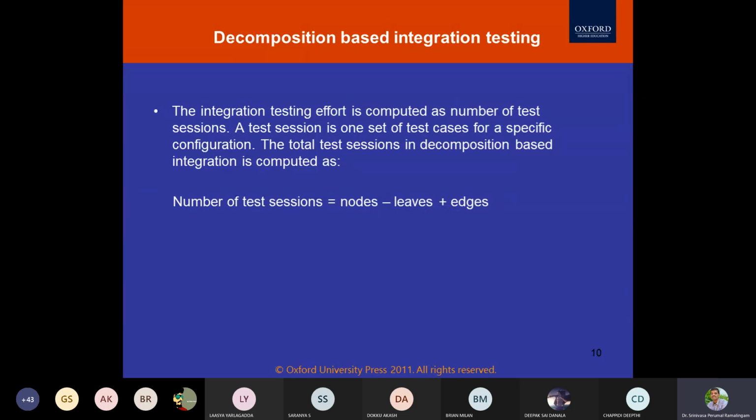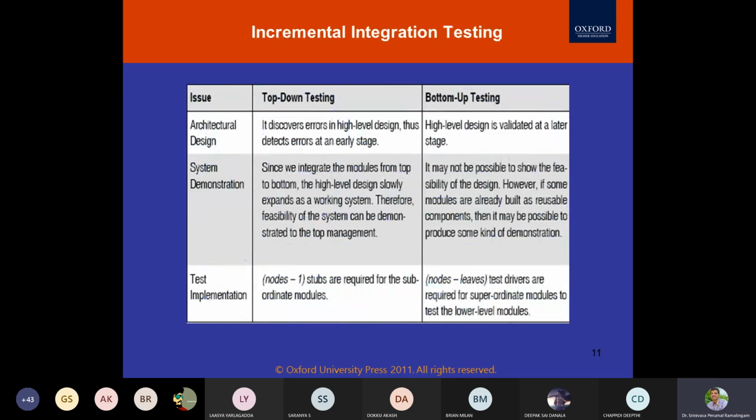Coming to the decomposition technique, as we discussed, here we are going to do top down, bottom up and sandwich. What are the models available in integration testing? Decomposition based testing is one non-incremental, another one incremental. What is non-incremental? It may not be level by level.